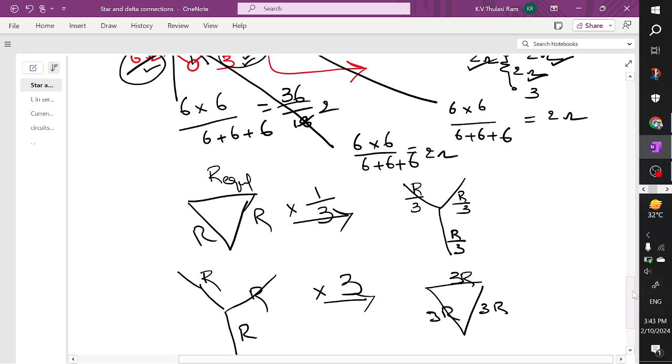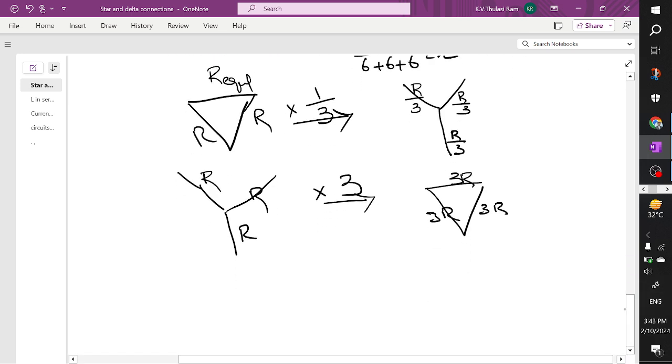So in the next session, we will try to solve some problems on star to delta conversion for finding out the equivalent resistance between two branches.